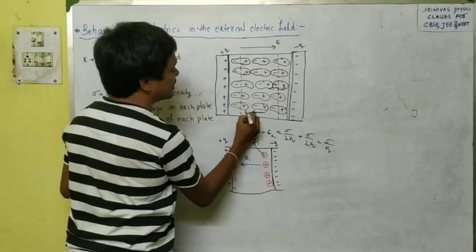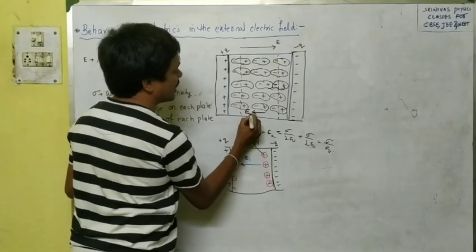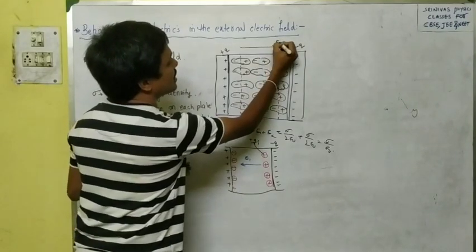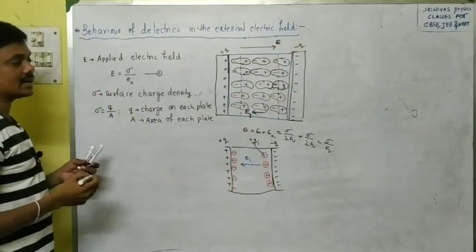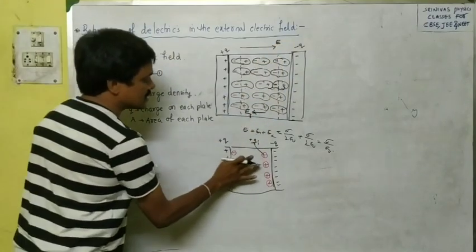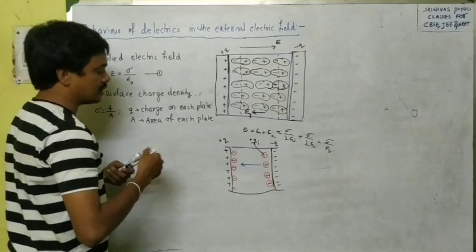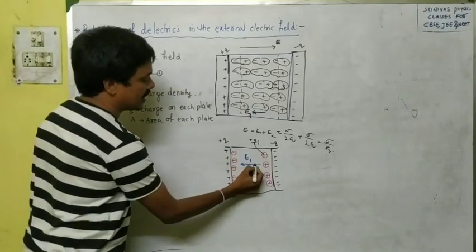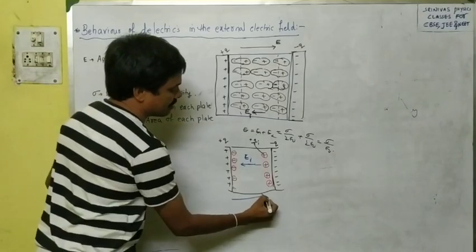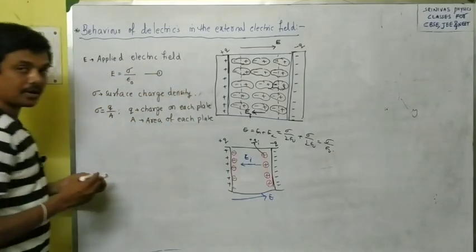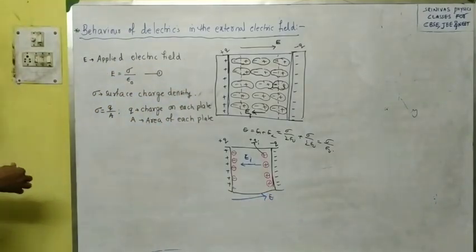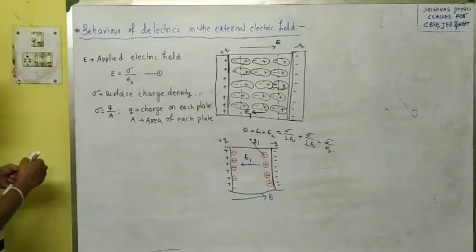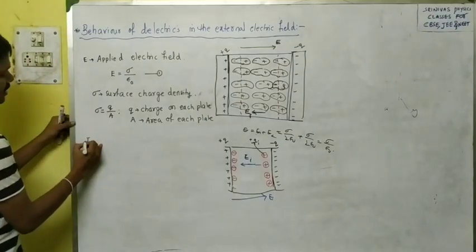Induced can be denoted with E suffix I, applied is E. Applied is right side, induced is left side. The induced electric field will be left side and the applied electric field will be right side. Okay, now let us write the formula for the induced electric field.